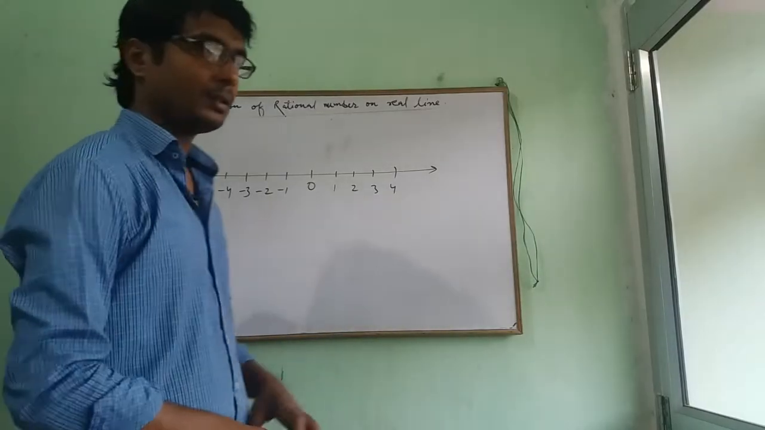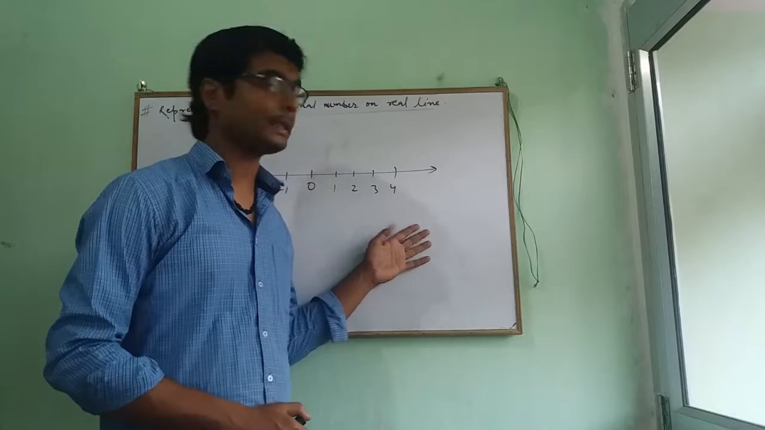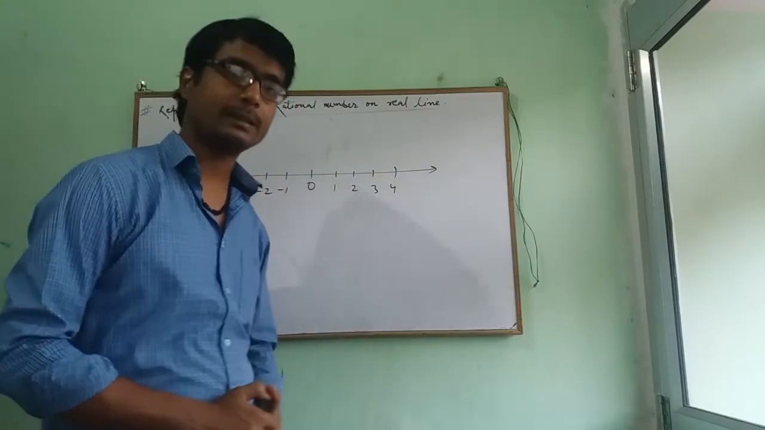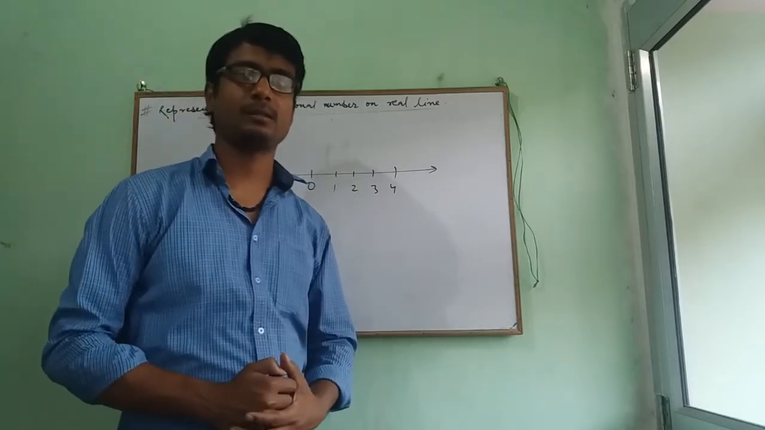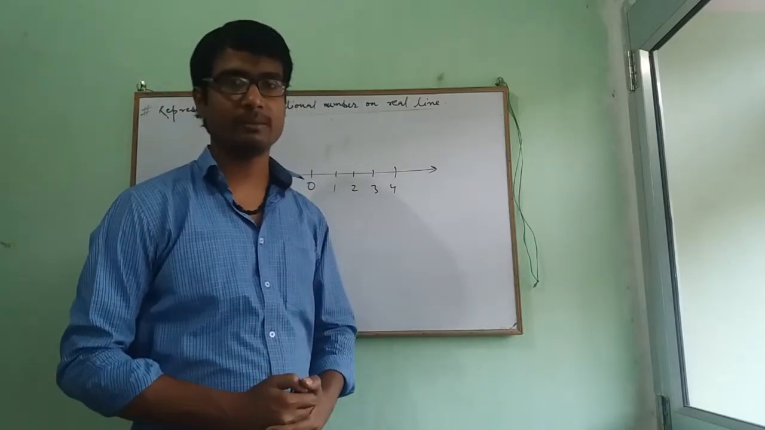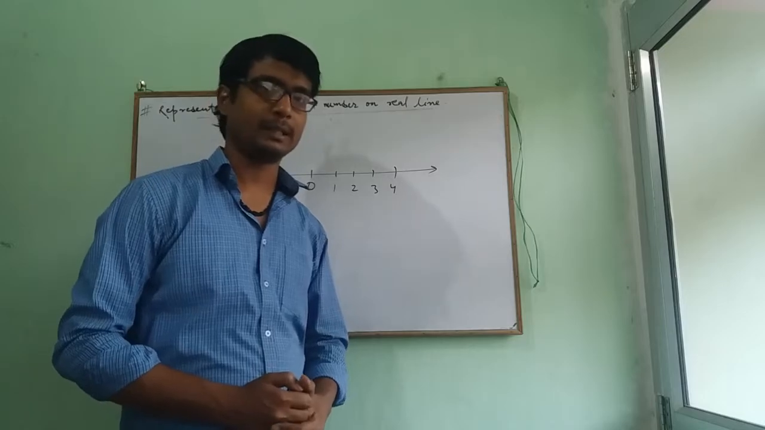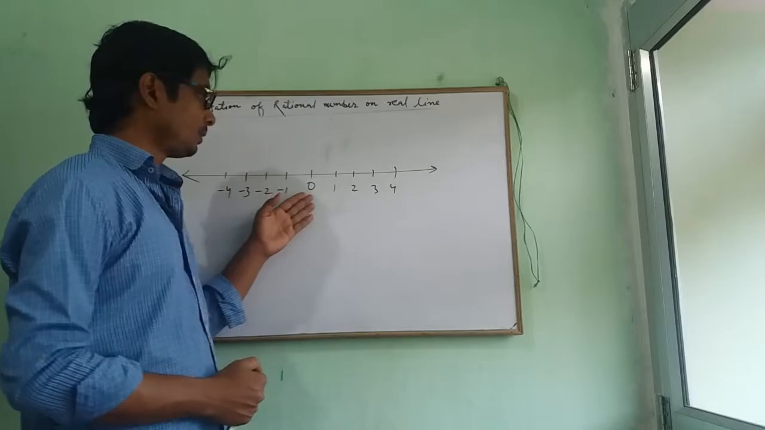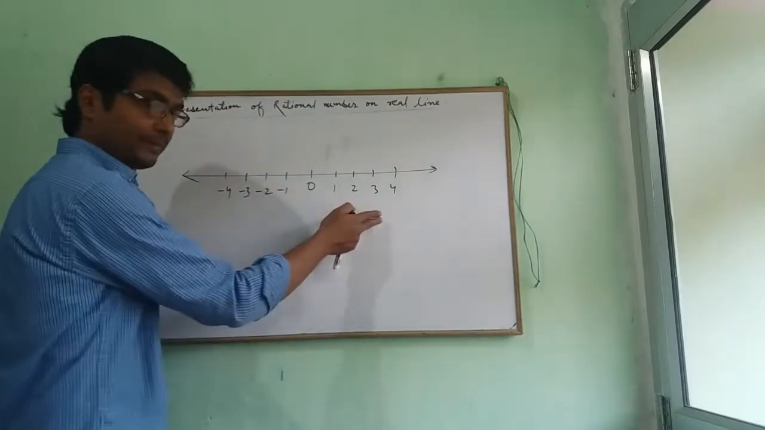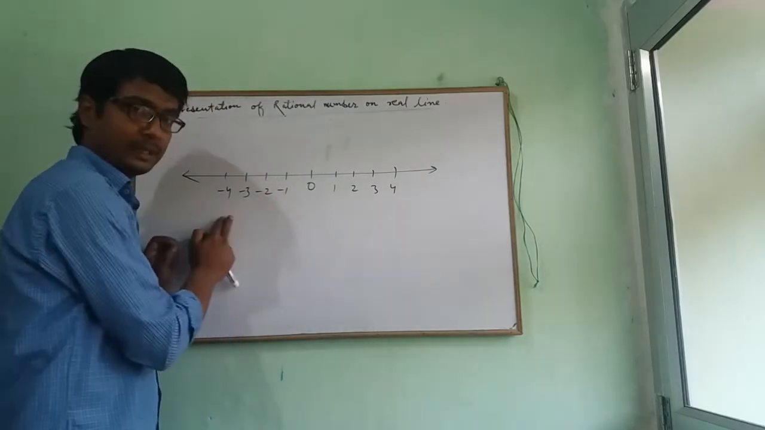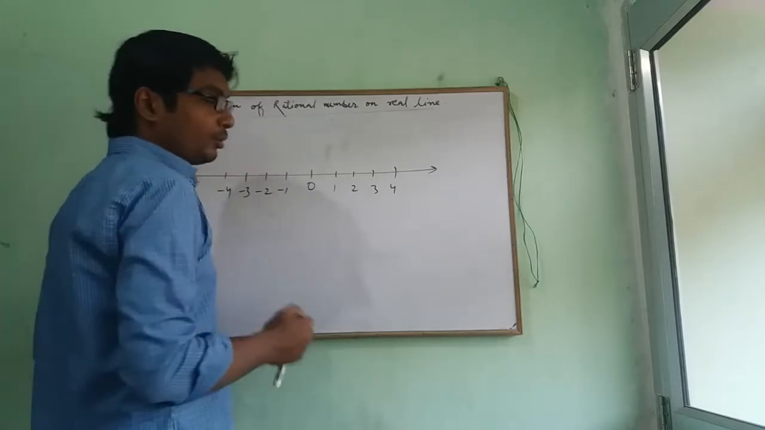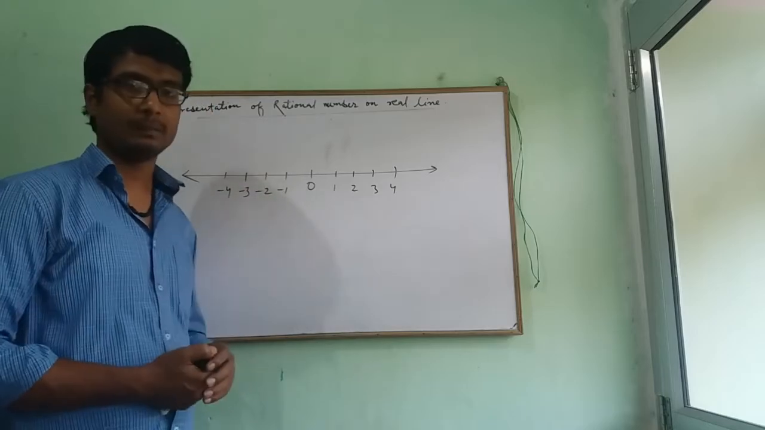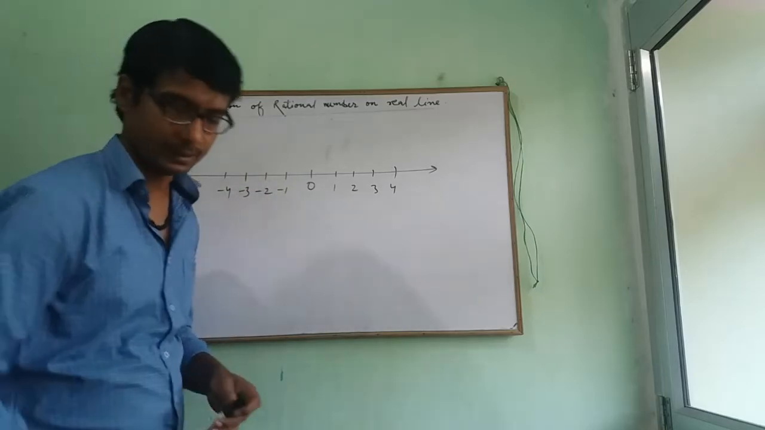Okay students, now we will head towards the next topic, that is representation of rational numbers on the real line. As we have already studied in the previous class, the representation of integers on a number line. So right now we have to represent rational numbers on a number line. I have already drawn a number line. I have set 0. To the right of it there are positive integers, and to the left of it there are negative integers. Now you have to represent rational numbers on this number line. So let's see how we will represent it.